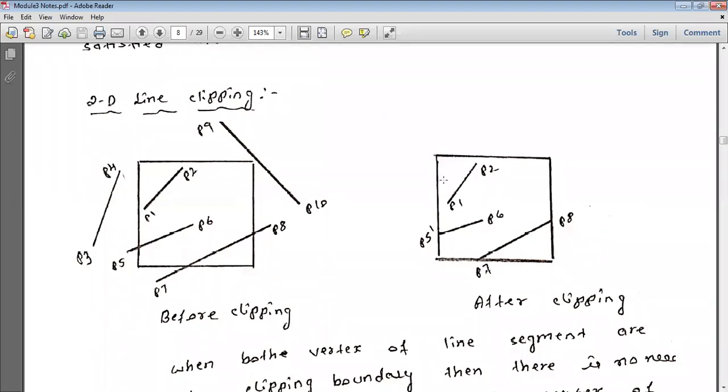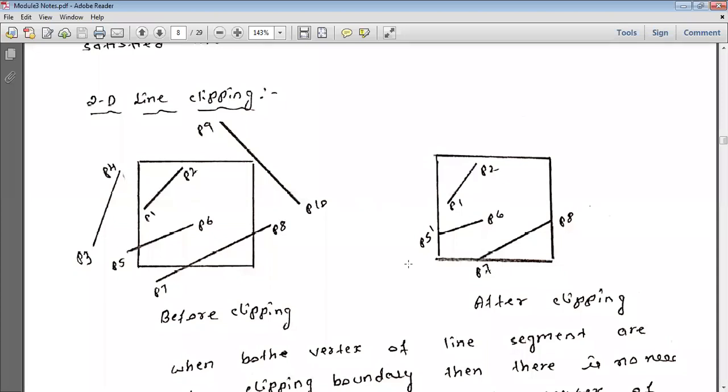The entire line should be present in the output, right? Second type of lines, where both the endpoints are outside the clipping window. When this scenario comes, when both the endpoints are outside the clipping window, obviously I need to delete that complete line. I need to clip that complete line.